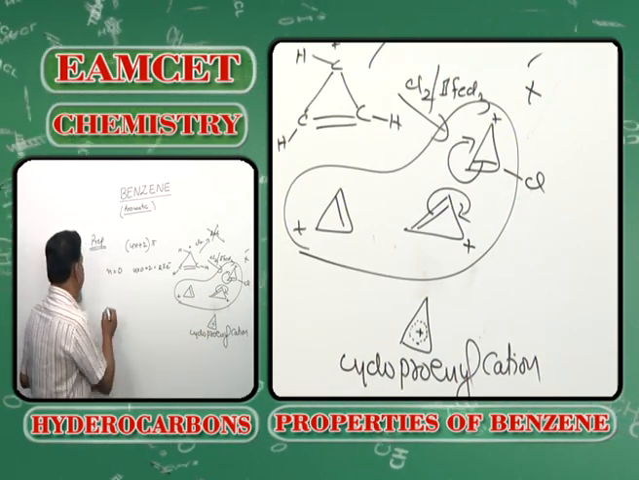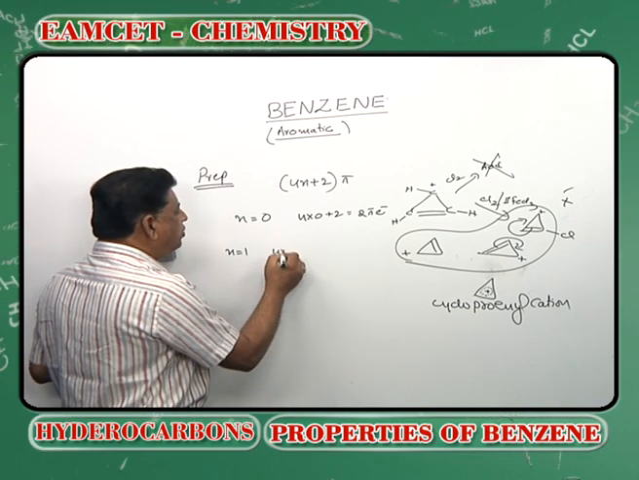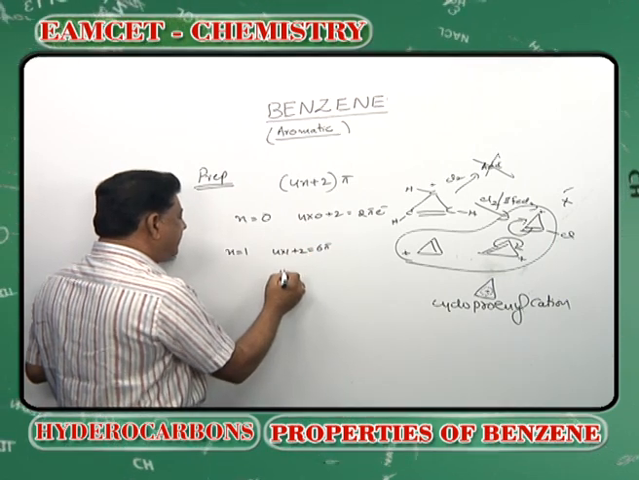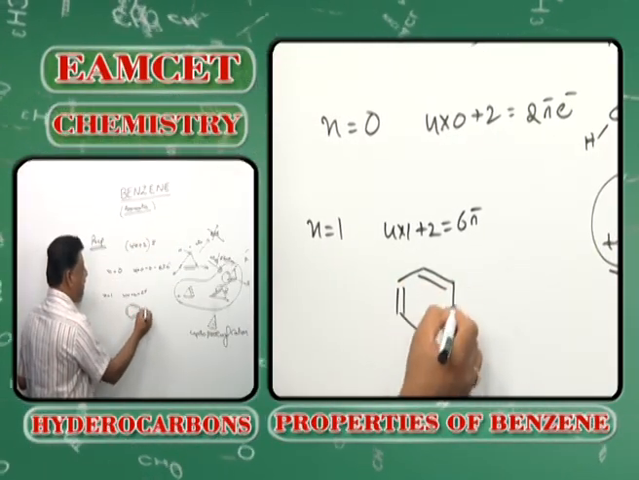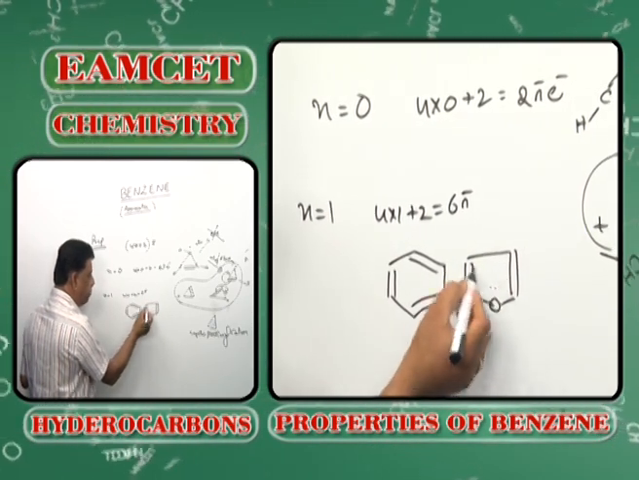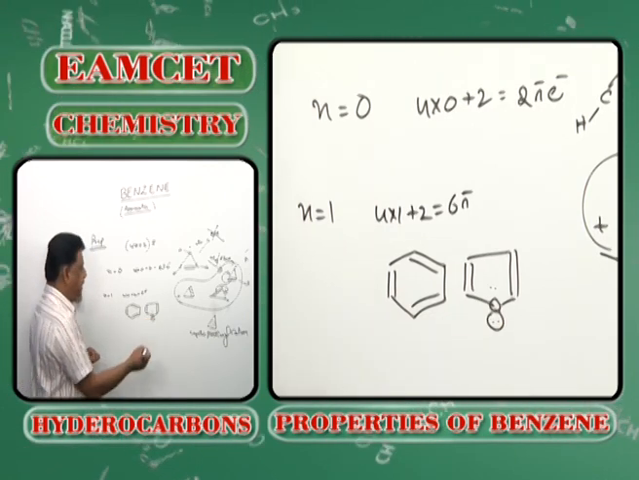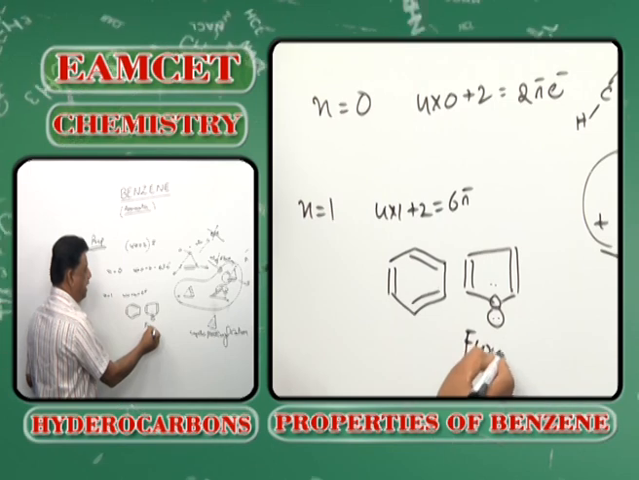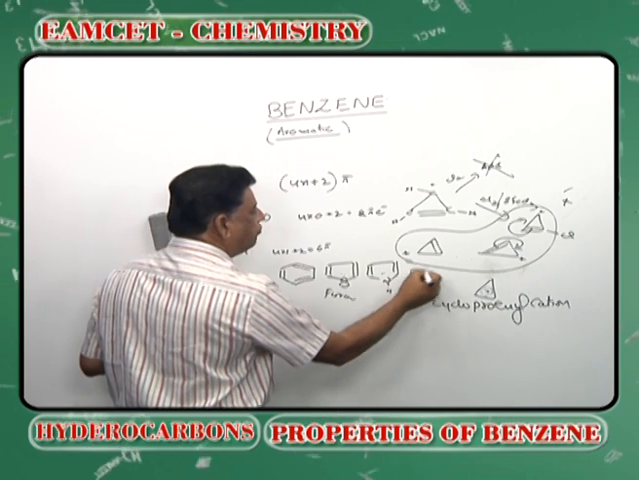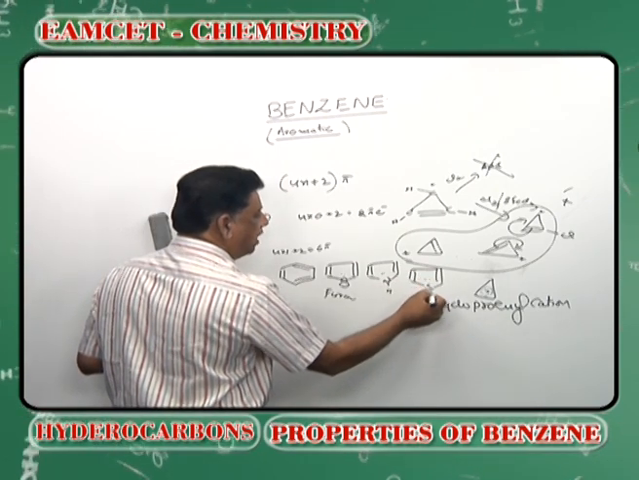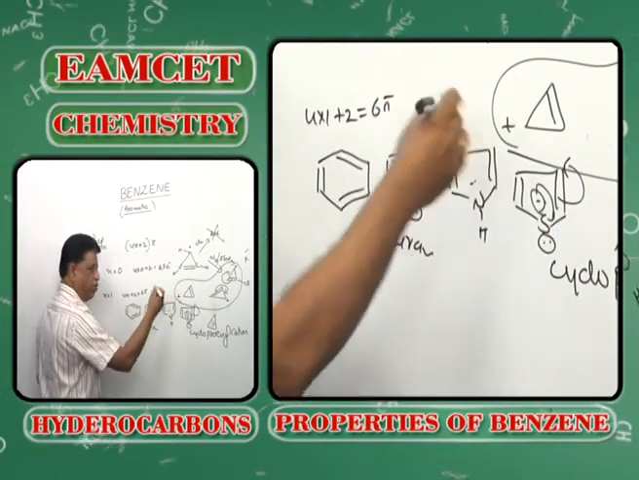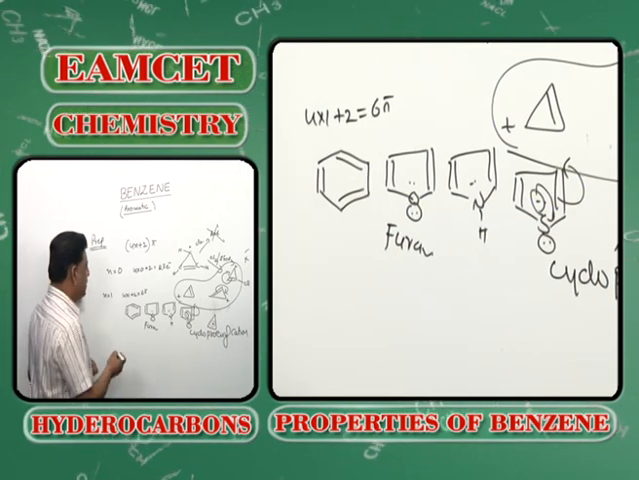So, this type of property appears when n equals 1: 4 into 1 plus 2, that means 6 pi electrons. See the examples. The regular example is benzene, and there is furan with an oxygen with a pair, counting 2 plus 2 plus 2; one pair is there, but the outside pair doesn't count. There is pyrrole with nitrogen, a pair, and thiophene with sulfur with a pair. Only the pair inside, which is involved in the resonance rotating, is counted as pi electrons. So, these are all aromatic.